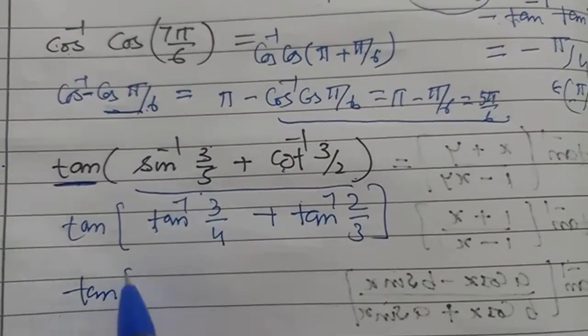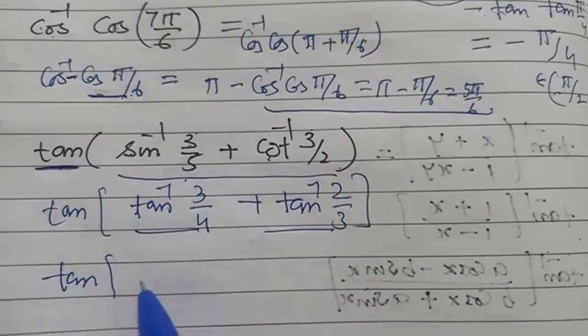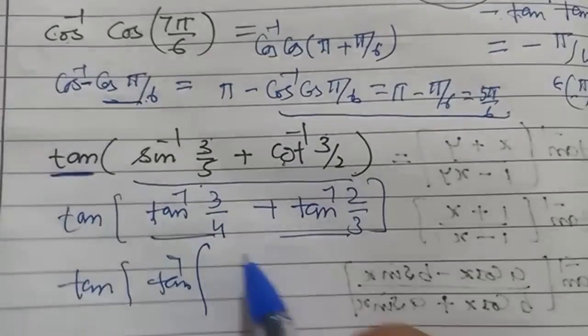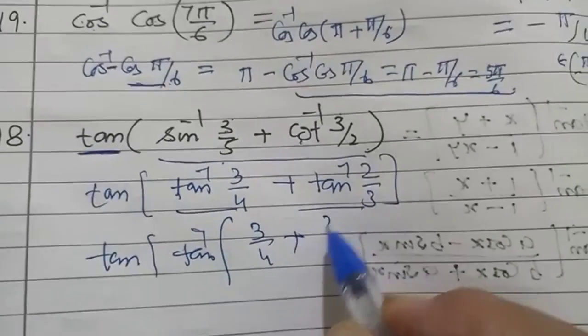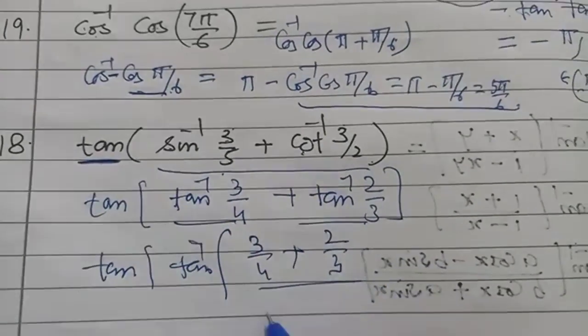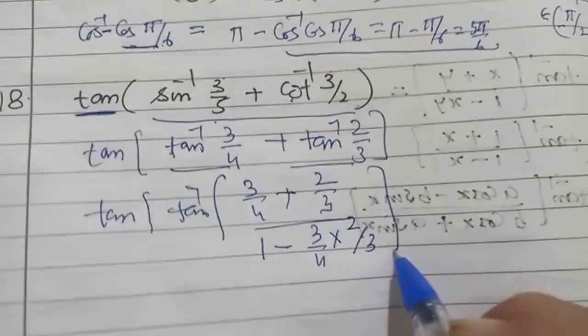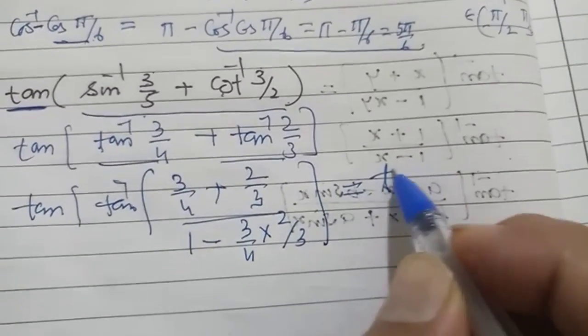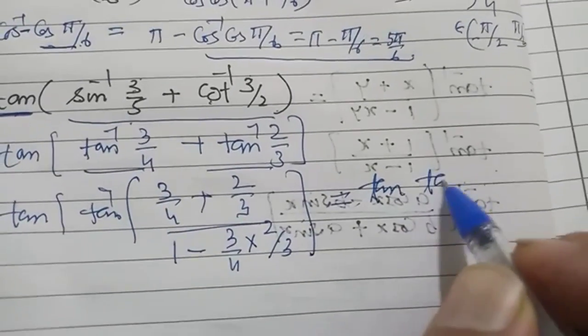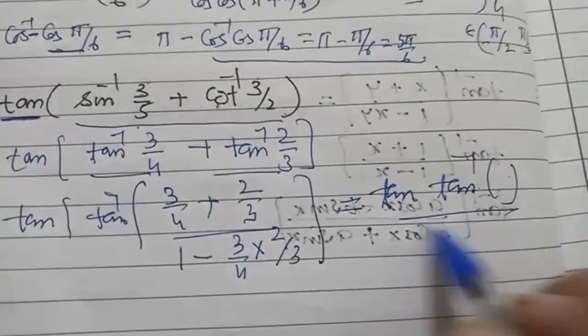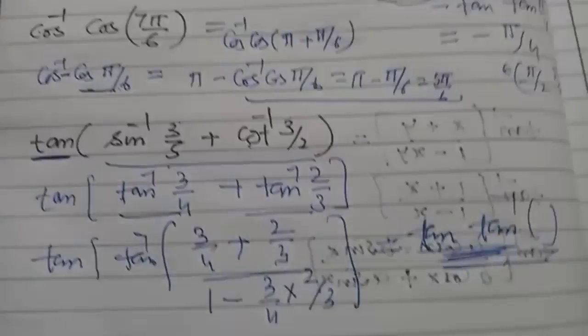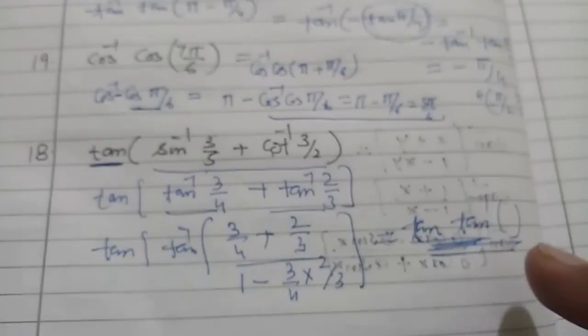It is tan. Tan inverse x plus tan inverse y is what? Tan inverse of 3 by 4 plus 2 by 3 over 1 minus 3 by 4 into 2 by 3. So this is how we will have tan, and this is going to be a tan inverse expression here, and the two will cancel each other. So this is how we can simplify.